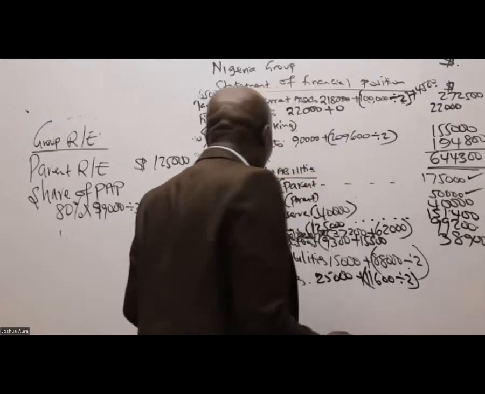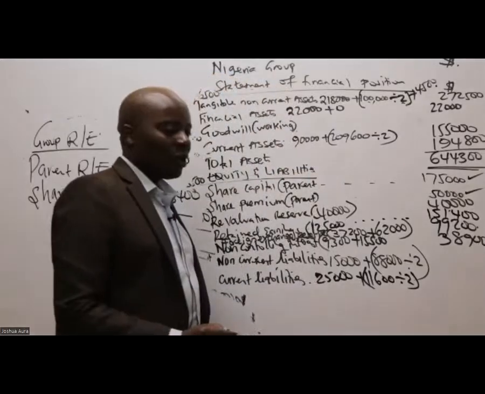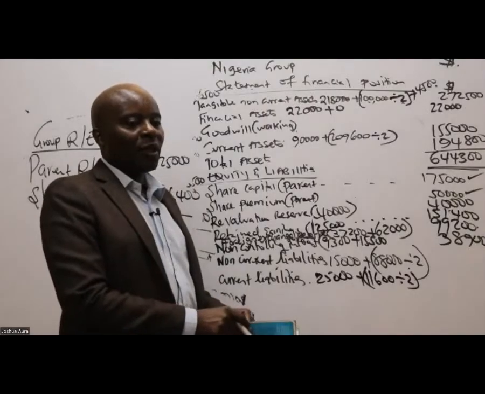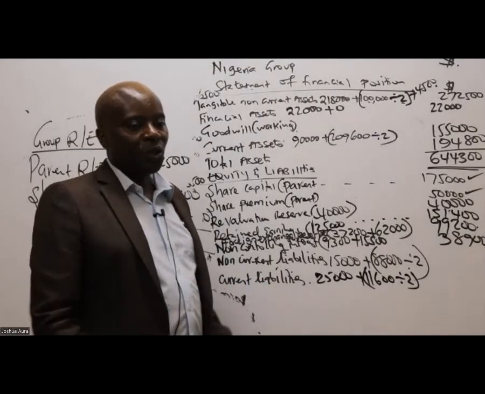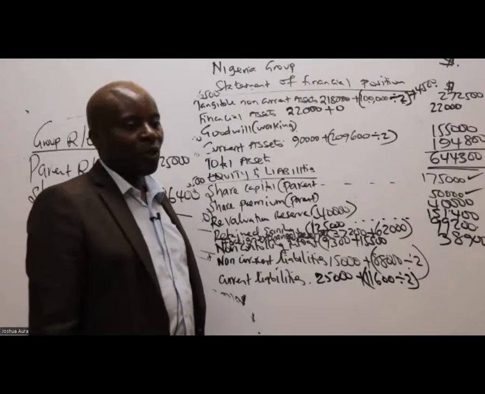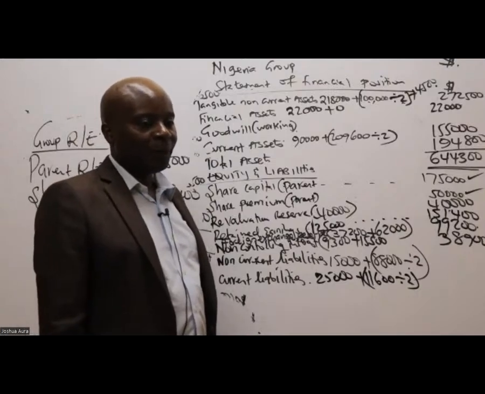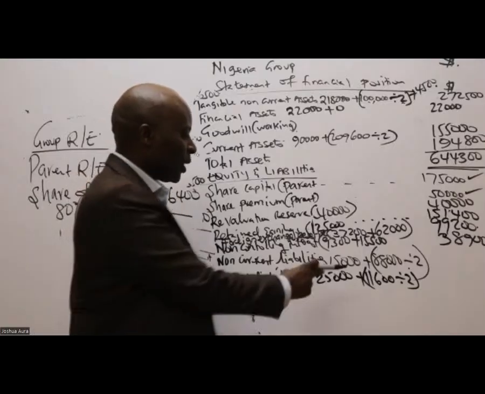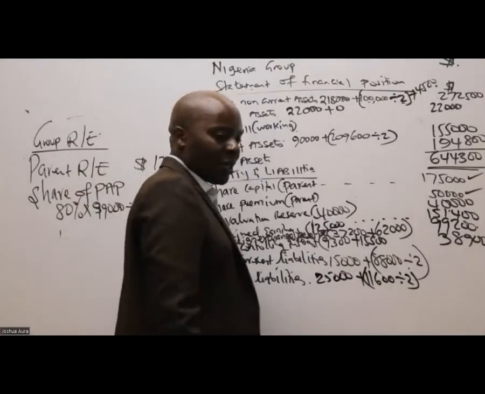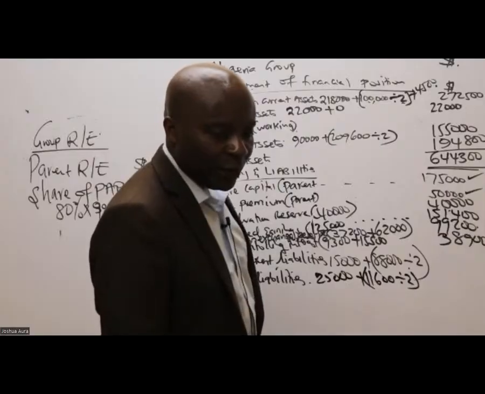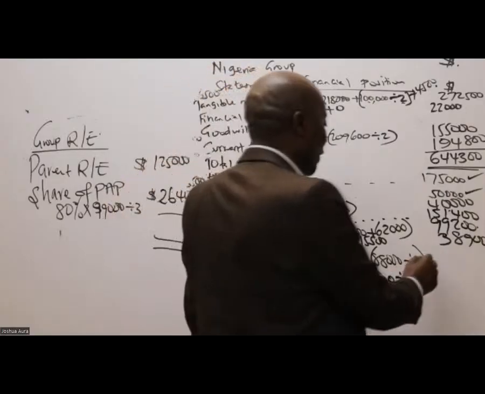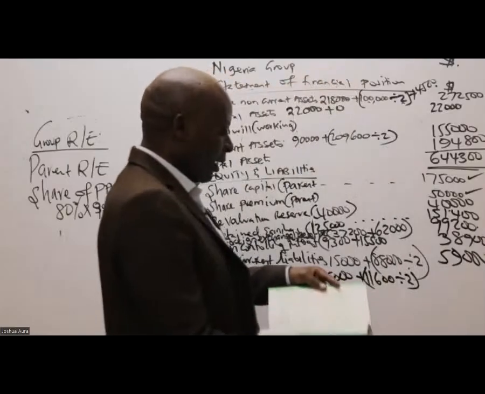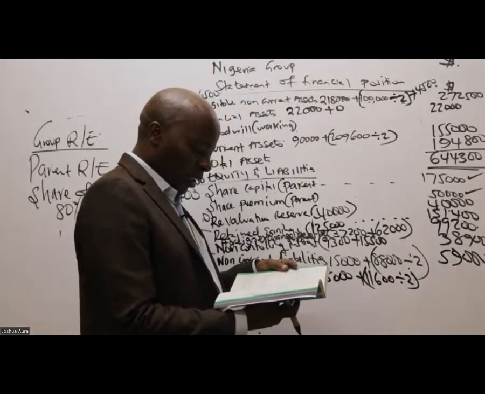Now go to the non-current liabilities. What do we have here? This one is just a matter of punching. I'm being given 59,000. And then we have the very last one, which is the current liabilities.